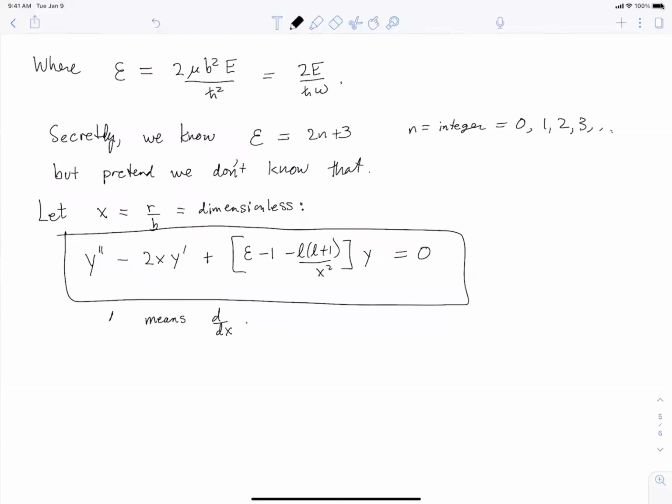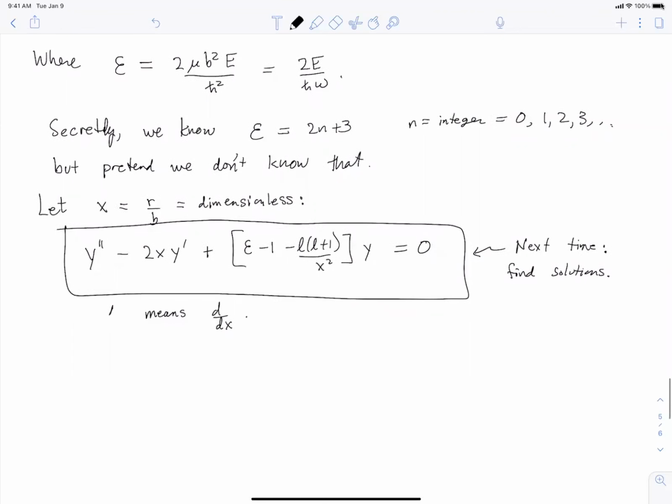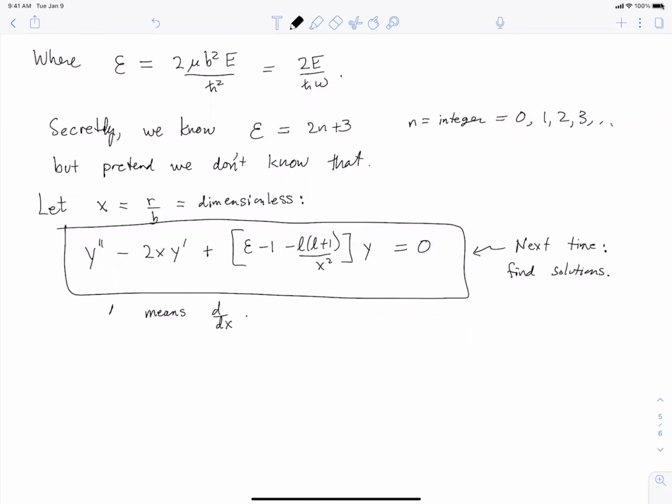Okay, and so next time we will try to find solutions to this equation. So one thing that we anticipate should happen is that the solutions should be polynomials, because they're polynomials in r, which makes them polynomials in x. Okay, so we will start with that next time.